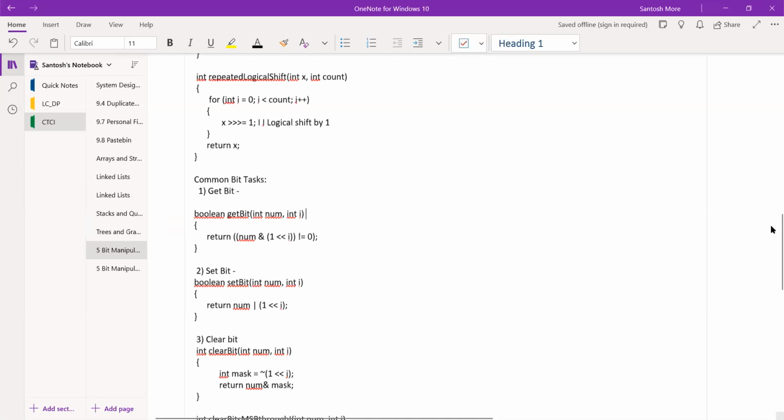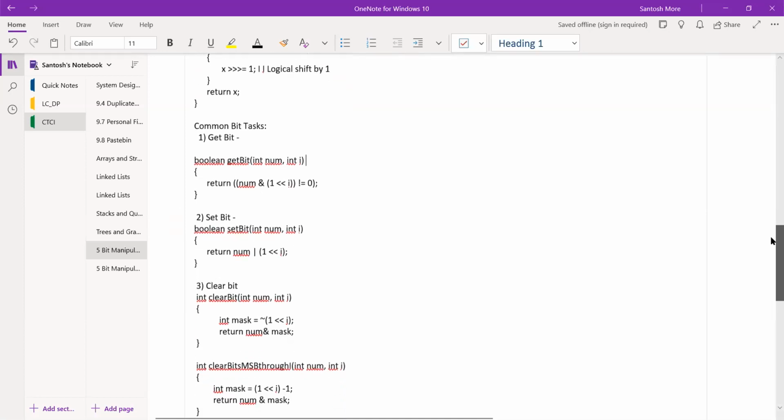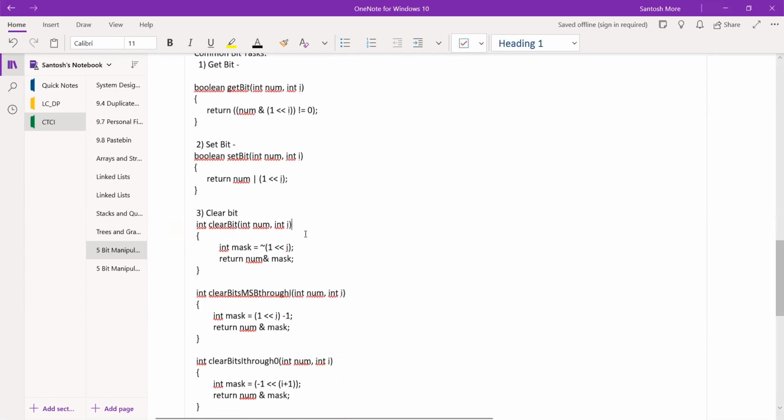So if you want to find what that particular bit is, and if you want to set it, we also do the same thing. We take this number 1, left shift it by i, and then OR with the number, right? And for clearing the bit, it is again the same. We left shift 1 by i, and in this case we negate the whole number. So that will be our mask, because we just want that particular bit to be cleared. Then we AND the number with that mask, and it will clear that bit.